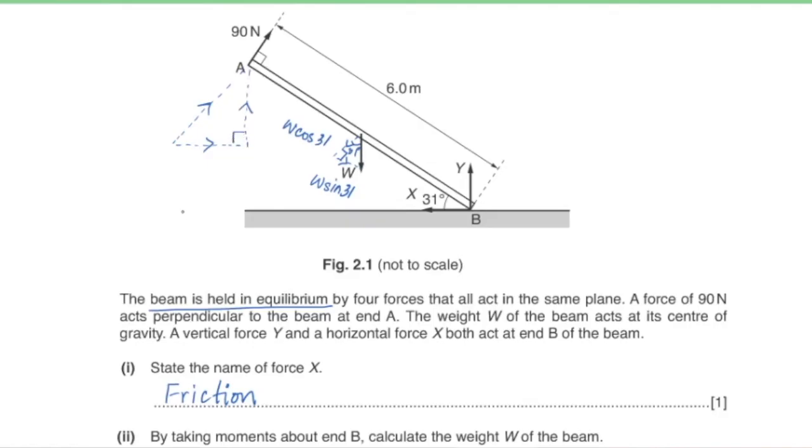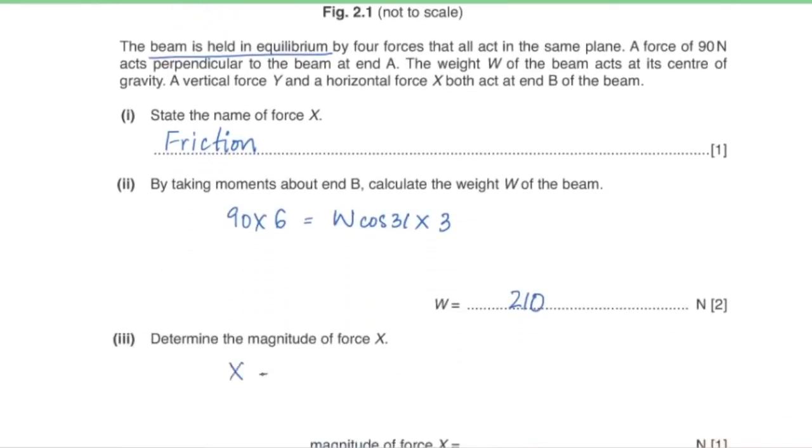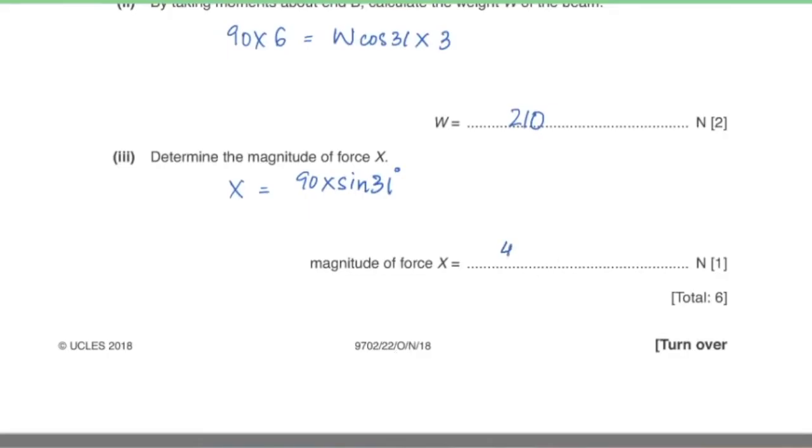This angle is 90 degrees. This angle over here is 31 degrees. This is 90 newtons, and what we want is this one. This is going to be sine 31 multiplied by 90. So we can say that since this beam is in equilibrium, this horizontal component should be equal to this horizontal component. So we can write that force X is going to be equal to 90 into sine 31. And that gives me 46.4 newtons of force X.